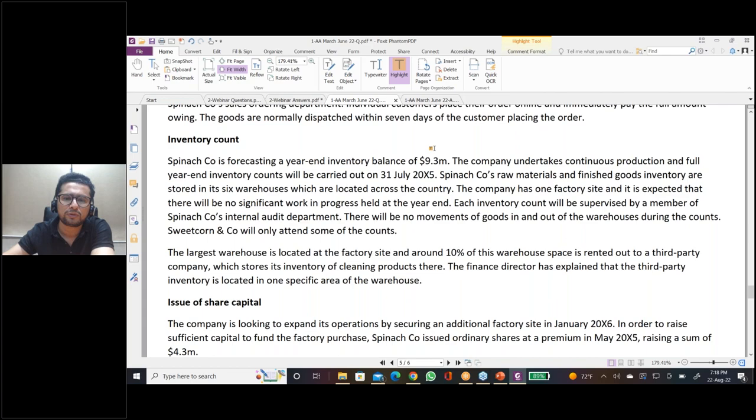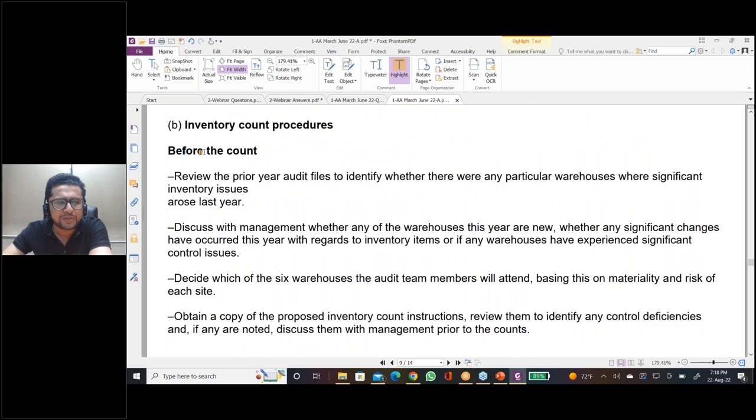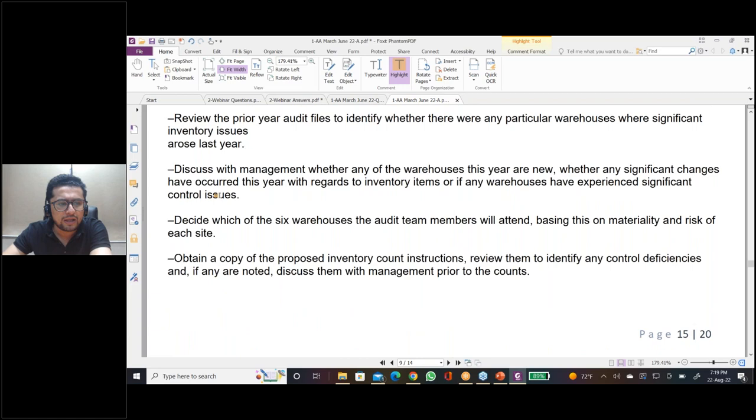So I think this is not a difficult question. These are the procedures before the count and these are the procedures during the count. 1, 2, 3, 4, 5. There are 5 before the count. You don't need 5.